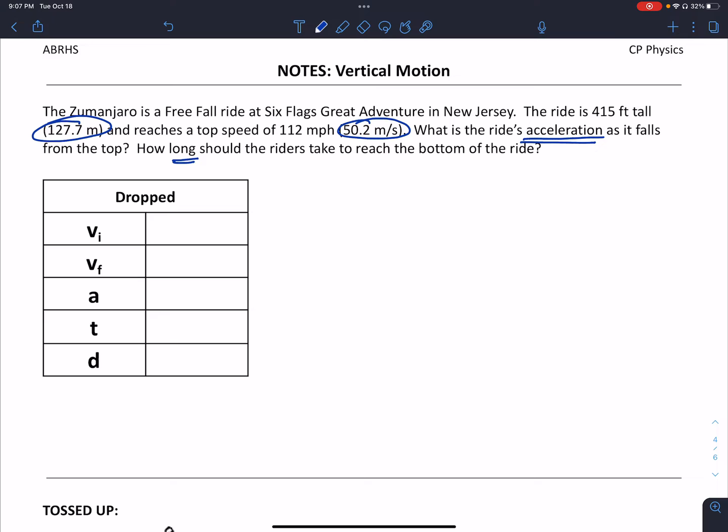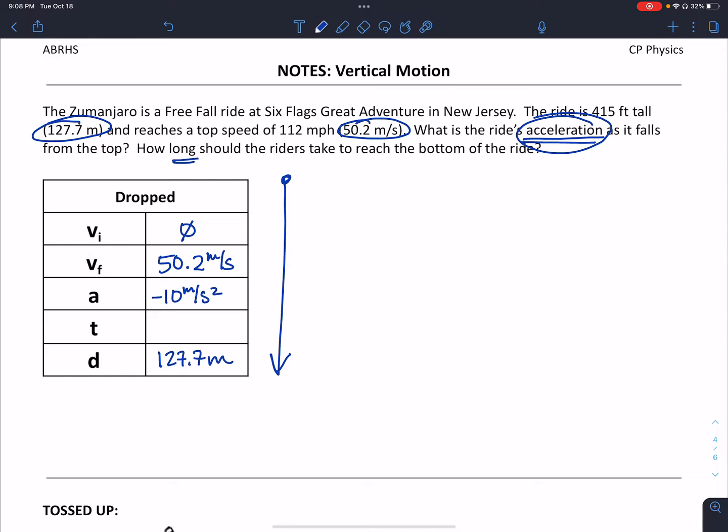All right, so let's think about what we know here. The object is falling. The initial velocity is going to be 0, and then its final velocity will be 50.2 meters per second. We also know that it's going to fall a total distance of 127.7 meters. Now, in addition to this information, because it's in free fall, we know the acceleration. It's due to gravity, so we put negative 10 meters per second squared in. And then our unknown for this problem is going to be time. So looking at the information I have, my easiest formula is going to be the acceleration formula.